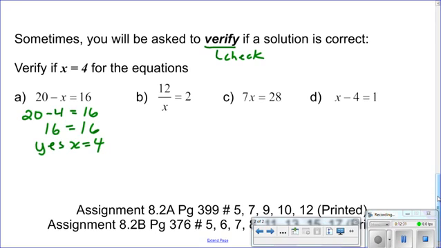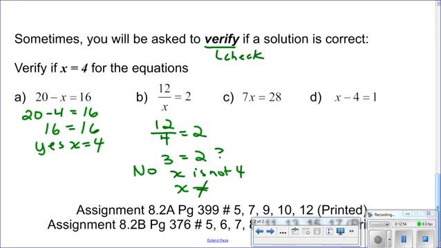We look at the second one. 12 divided by x equals 2. So 12 divided by 4 equals 2. Well, 12 divided by 4 equals 3. So 3 equals 2. So no, this doesn't work. No, x is not 4. And sometimes the way we show that is an equal sign with a line through it. So x does not equal 4. That's not the correct answer.